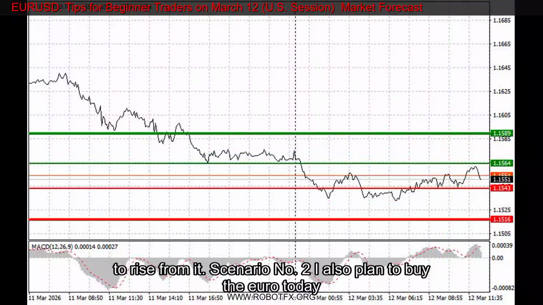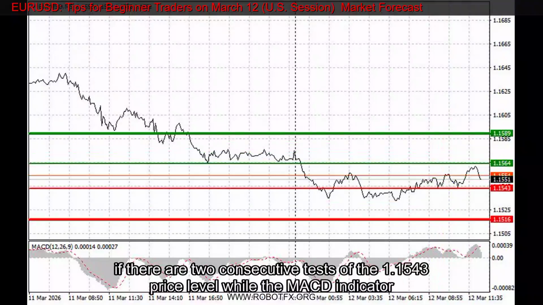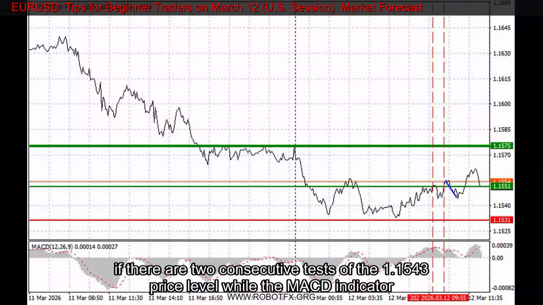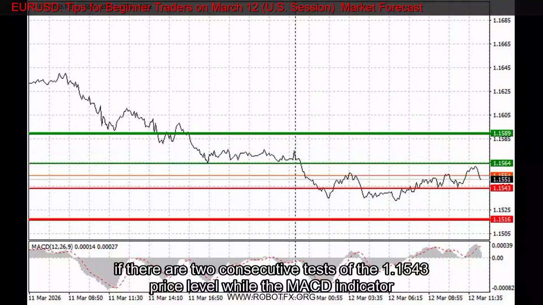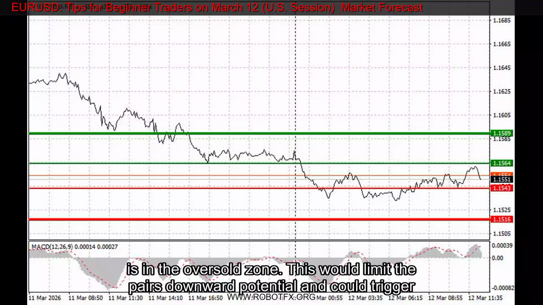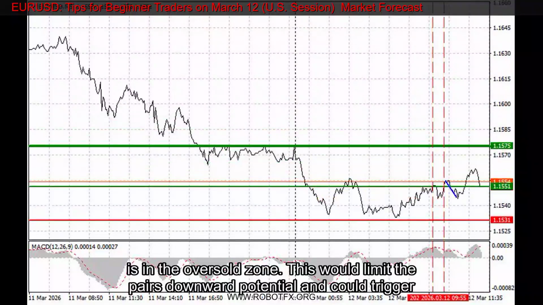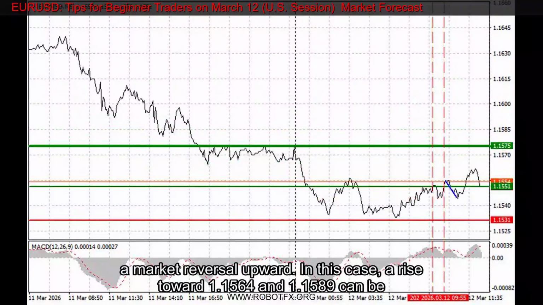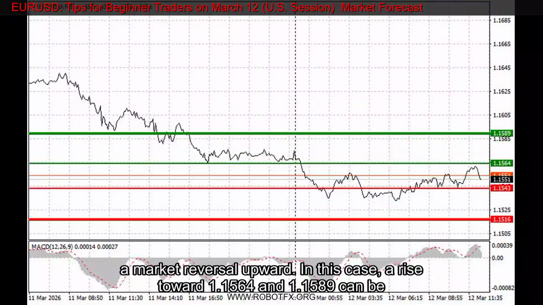Scenario No. 2. I also plan to buy the euro today if there are 2 consecutive tests of the 1.1543 price level, while the MACD indicator is in the oversold zone. This would limit the pair's downward potential and could trigger a market reversal upward. In this case, a rise toward 1.1564 and 1.1589 can be expected.